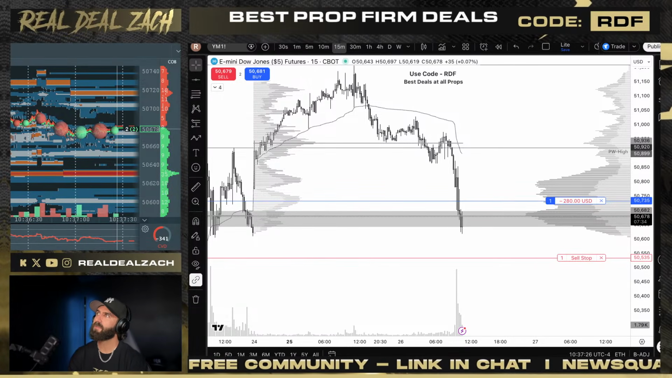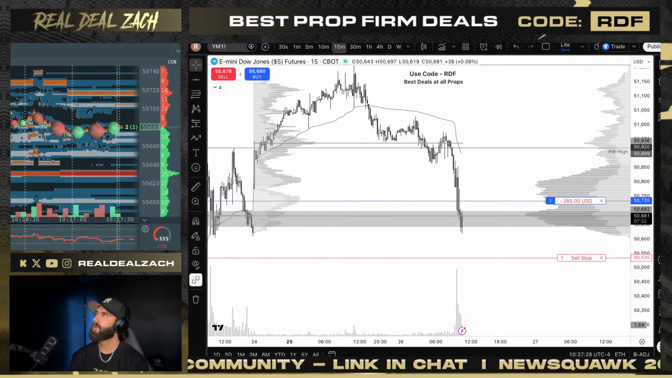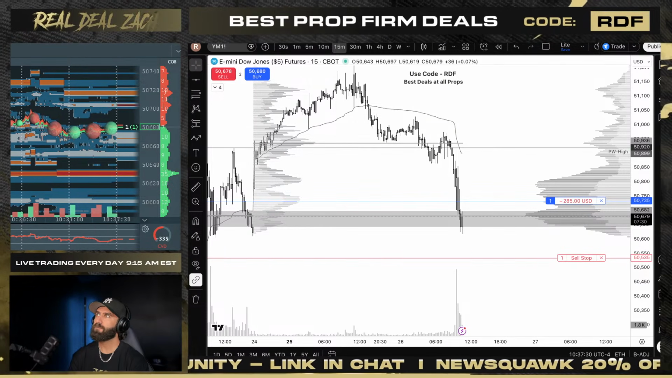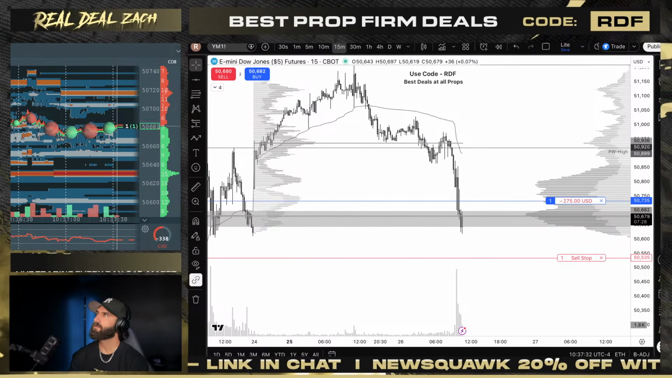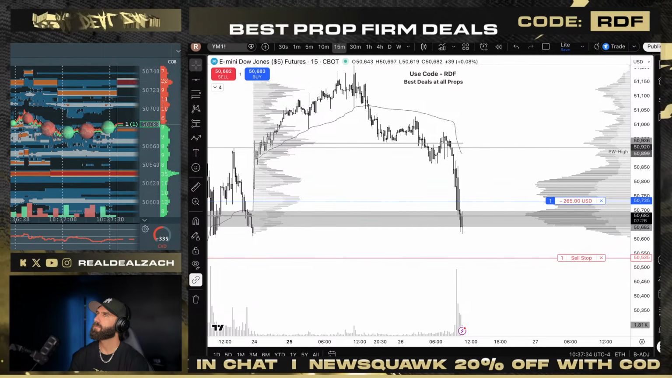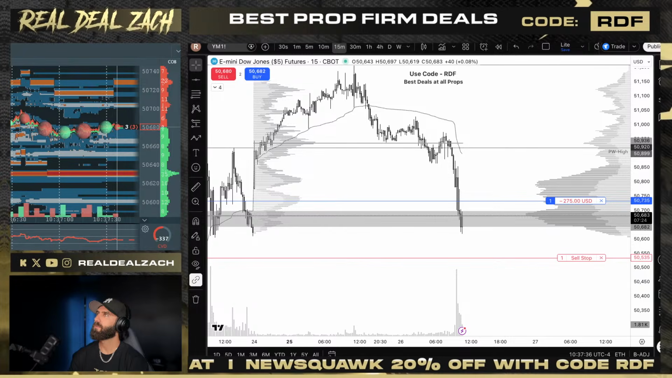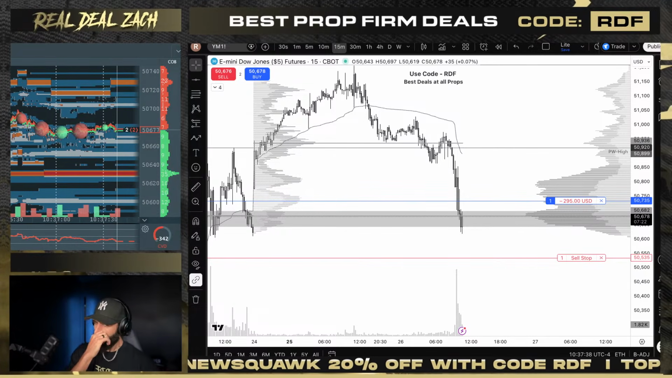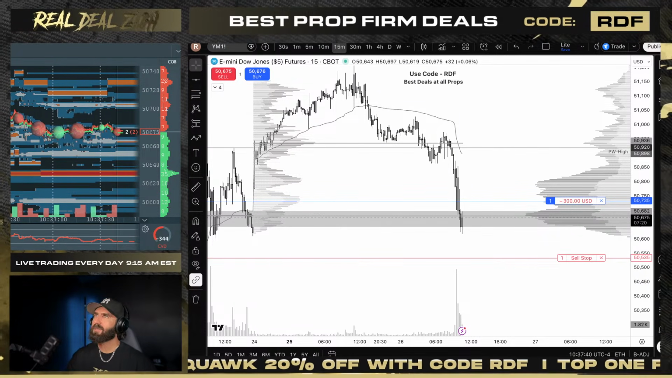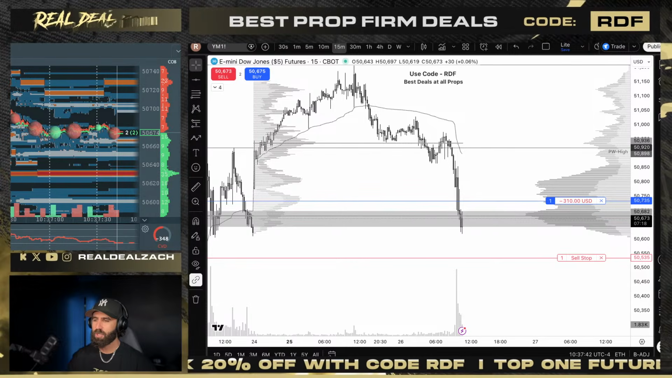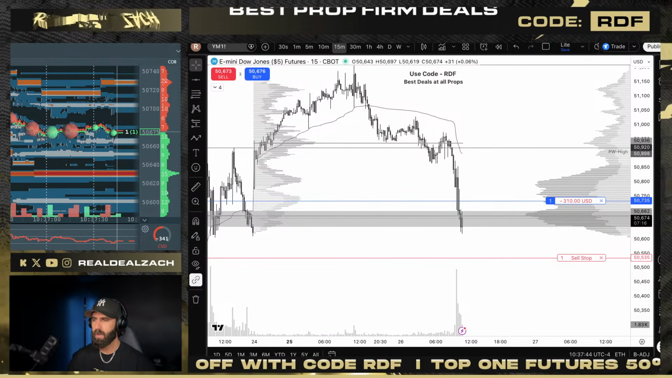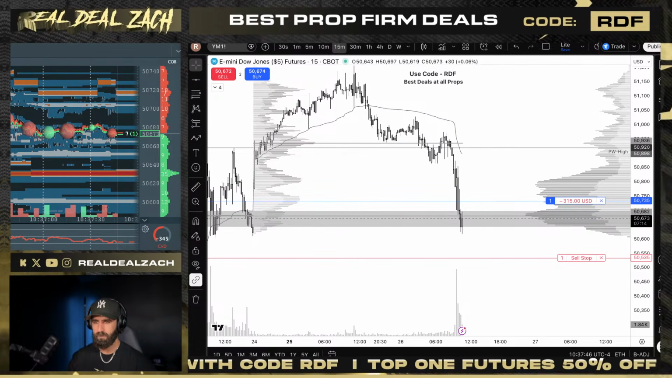There's also a lot of conflict, right? There's a lot of concerns. So we'll see. Watching this trade come back towards entry. Not much for me to do here, besides just hang tight.